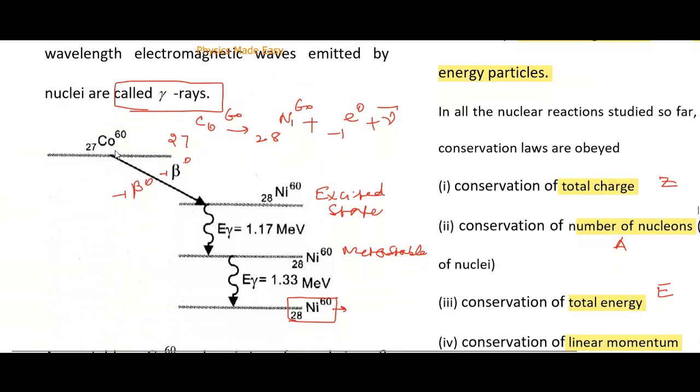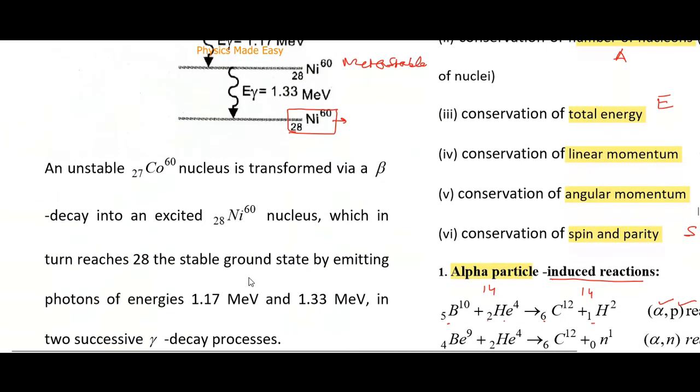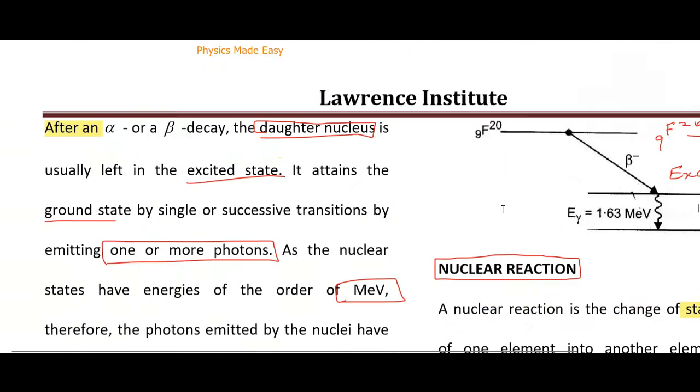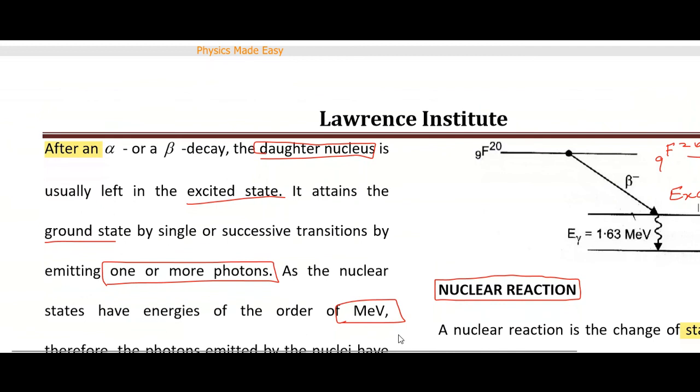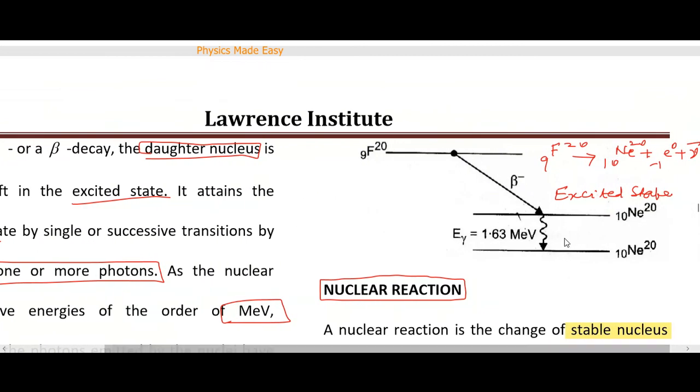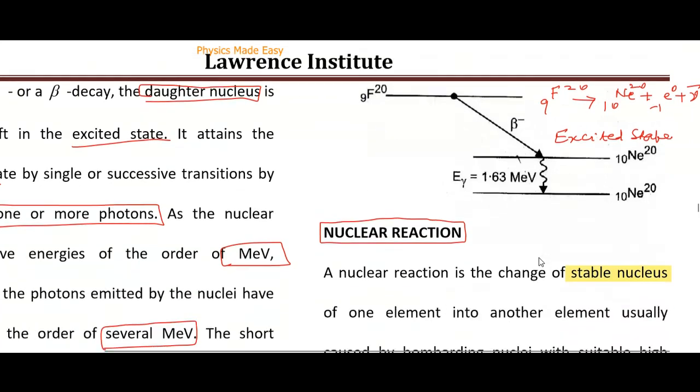We are taking 27 cobalt 60. Beta particle is emitted, nickel is in excited state. It de-excites by emitting 2 successive gamma ray photons. And then another example we have picked up of fluorine, 9F20. It emits a beta particle, and here we have got 10 neon 20 in excited state. Then it de-excites by emitting a gamma radiation.